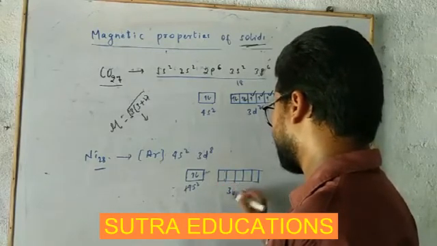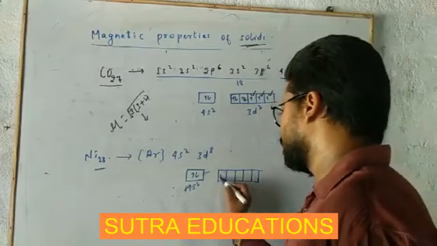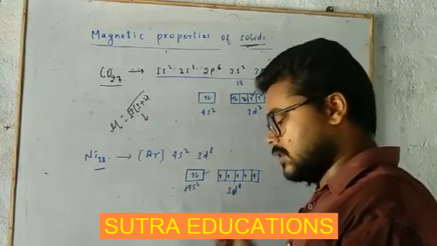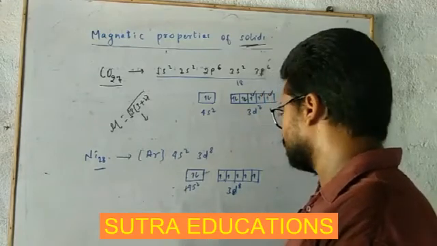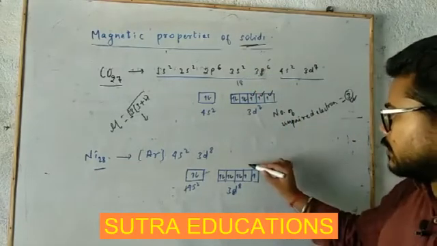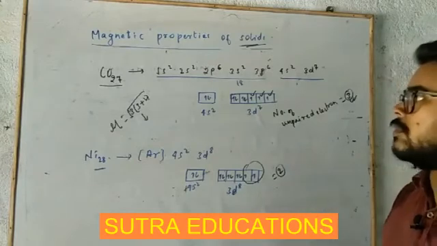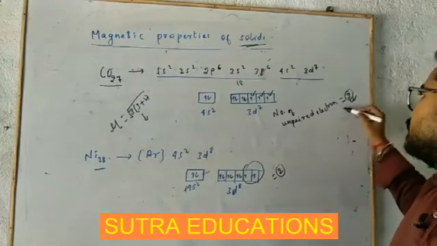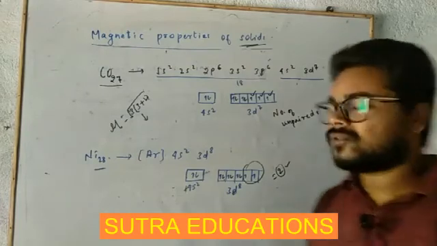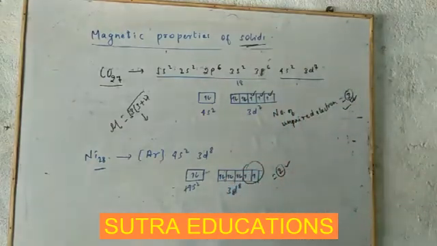3d8 means 8 electrons are present. So 1, 2, 3, 4, 5, then 6, 7, 8. In this case, unpaired electrons are 2. One more thing: cobalt has 3 unpaired electrons and nickel has 2 unpaired electrons. So the species having more unpaired electrons will show more paramagnetic behavior.